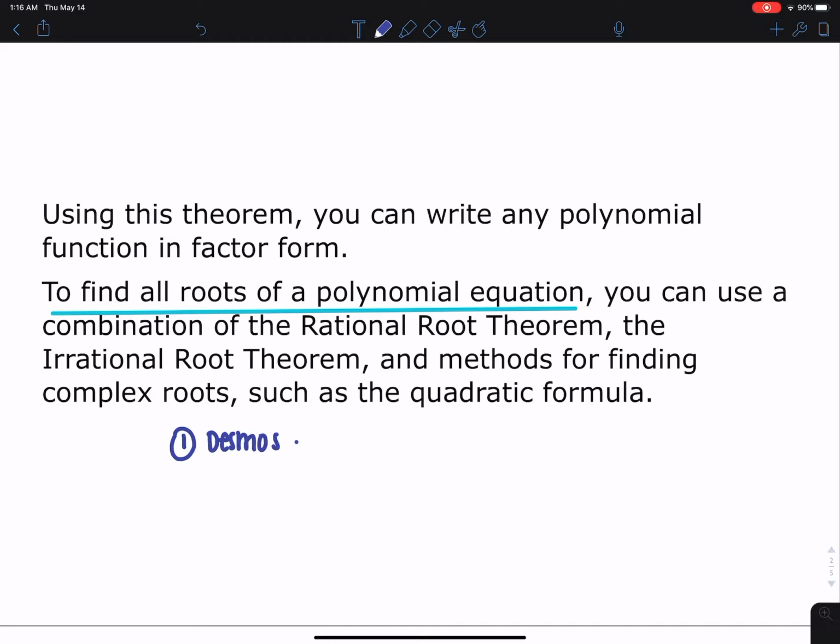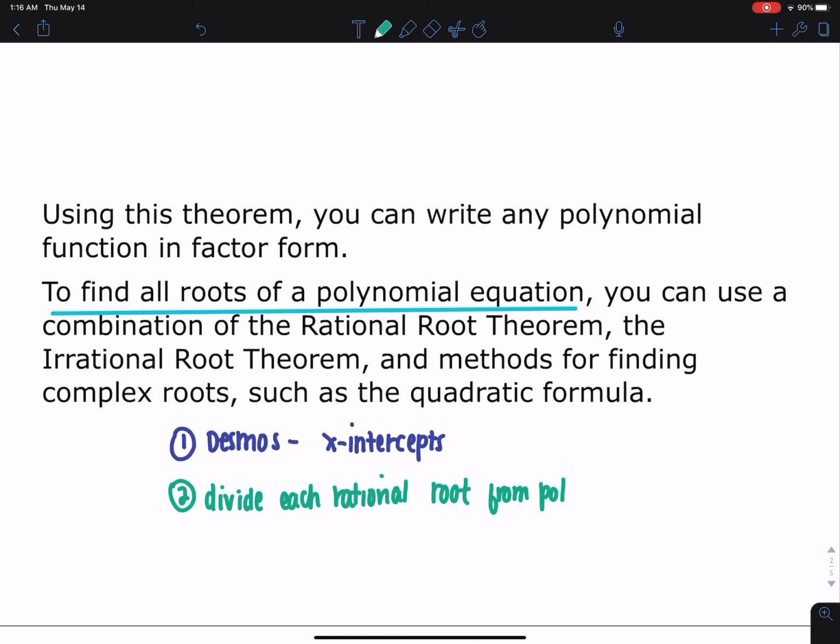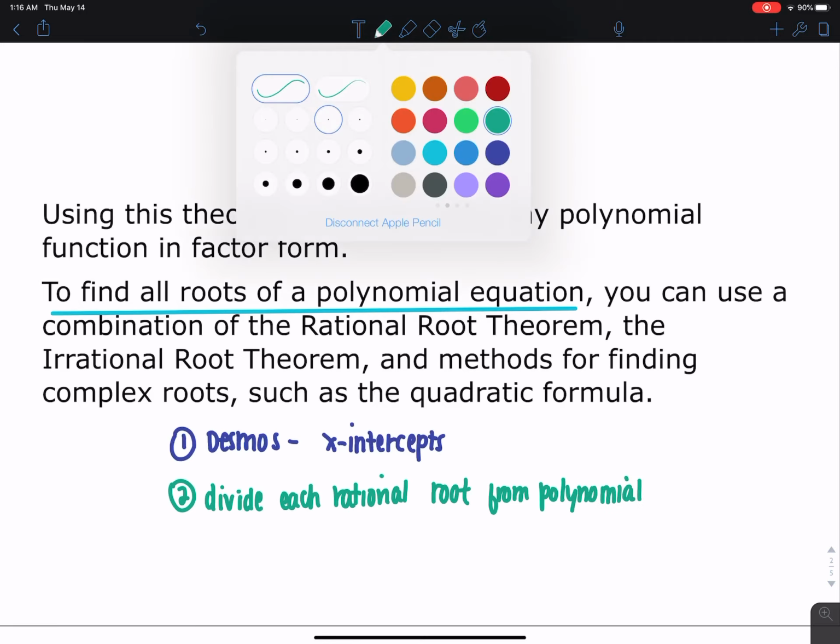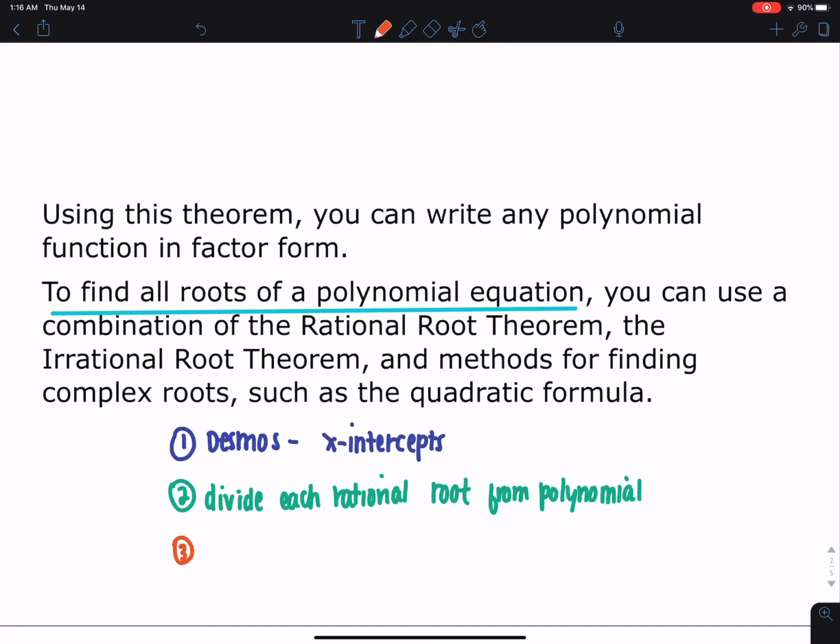So you're going to go to Desmos and you're going to get your x-intercepts. And then after we do that, we have to divide each rational root out. So divide each rational root from the polynomial. And then once you've done that, you are going to solve the quadratic.